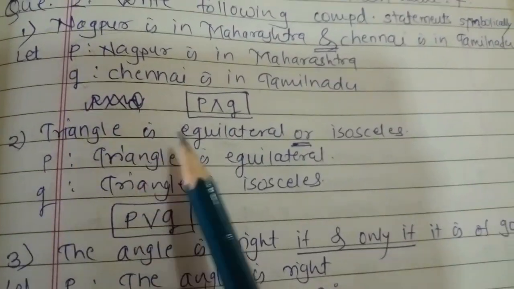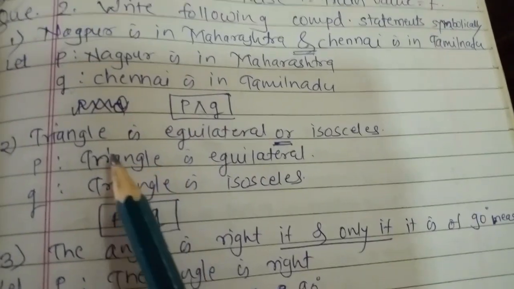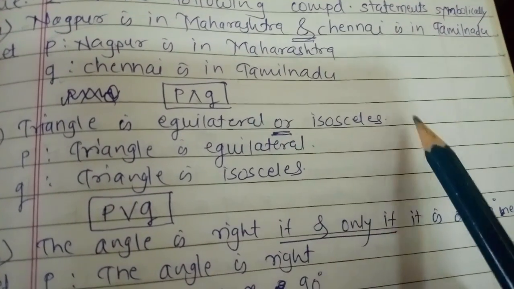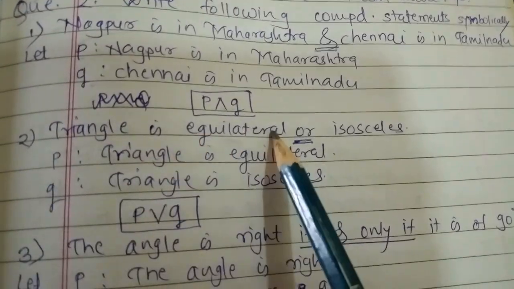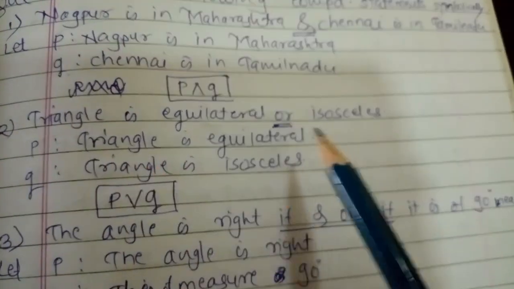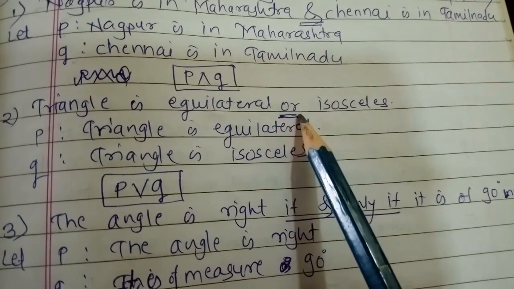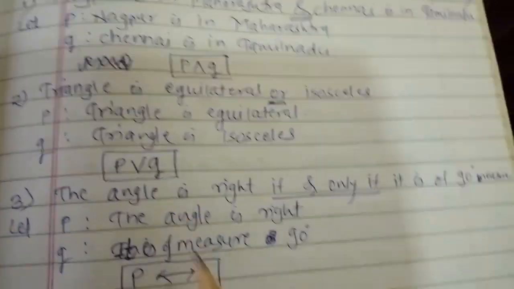Now the second one, triangle is equilateral or isosceles. So here the two statements are the triangle is equilateral and the triangle is isosceles, and you are given the connective, that is or. For the first one consider P, triangle is equilateral, and for the second one Q, triangle is isosceles. Since there is or, you have to use disjunction, P disjunction Q.